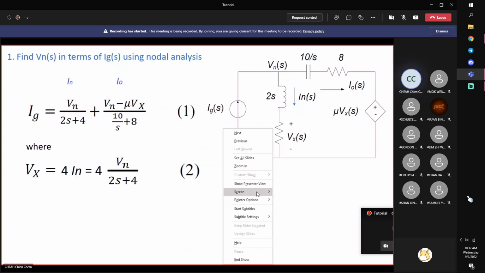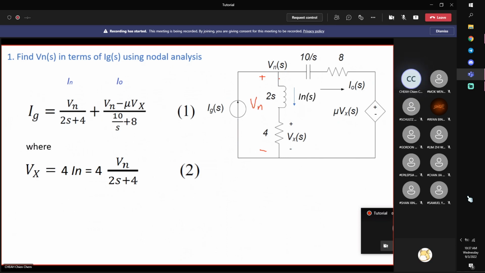As I mentioned several times, you can also use Ohm's law. What is the voltage across these two? Vn. And what is the current flowing through this branch? Vn divided by 2s plus 4, right? So this is In. Ohm's law, In times 4 gives you the voltage across the 4 ohm resistor, right? Then you relate your Vx to Vn.